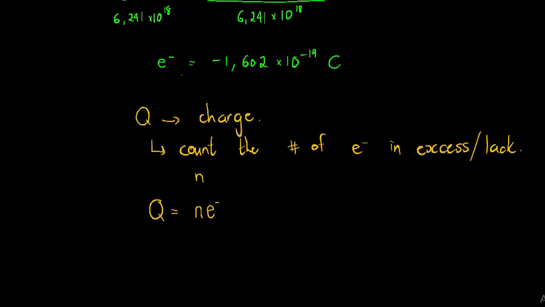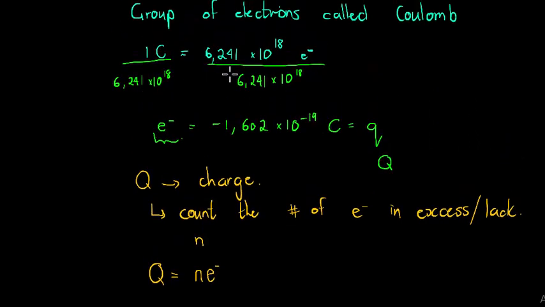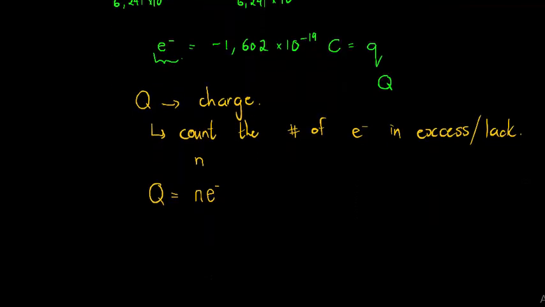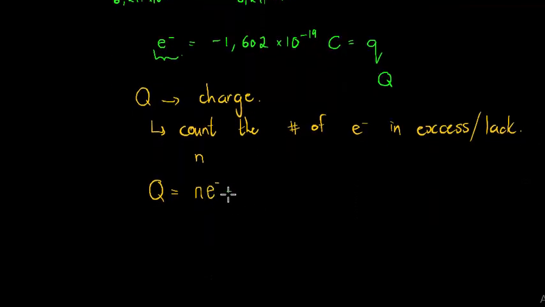And the charge that an electron has, instead of using E, because E just represents an electron, is lowercase q. So lowercase q is the charge of one electron, and capital Q is the charge of an object that has lost electrons. So q is a constant. If you forget where the constant comes from, it's just 1 divided by the number of electrons in a Coulomb. Okay, so this is actually not correct. It should actually be N times q, where q is the charge of one electron.